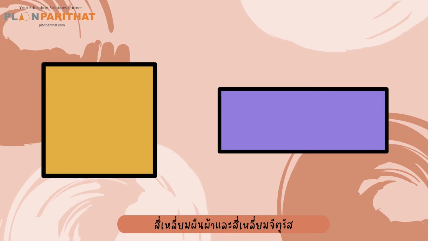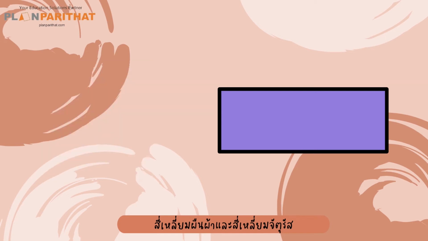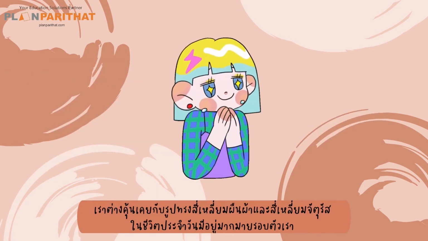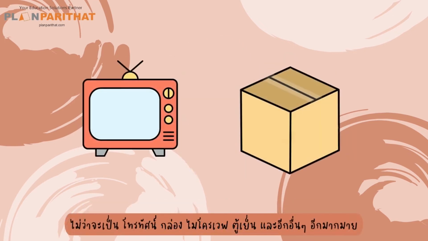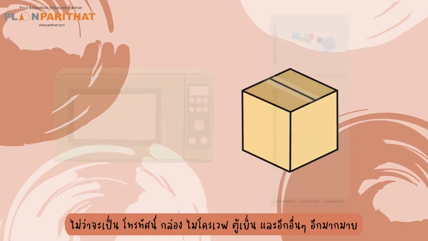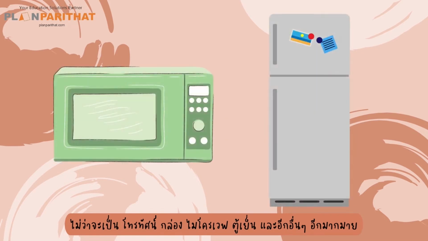Next up, we have rectangle and square. As you may notice, we are quite familiar with rectangular and square objects around us in our daily life. For example, we have television, boxes, microwave oven, refrigerator, and many more objects which come in rectangular and square figures.